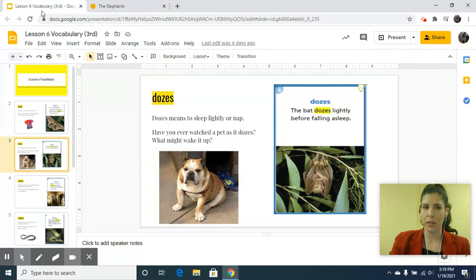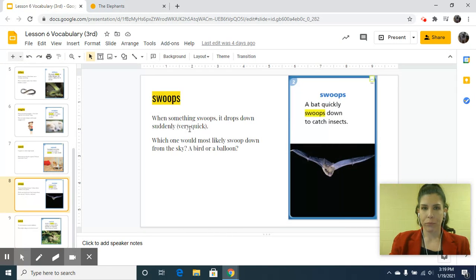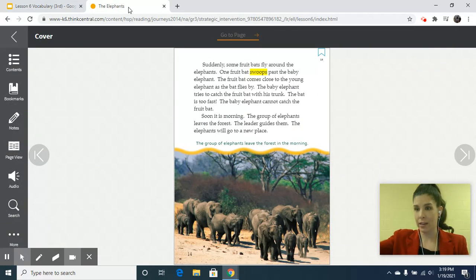Remember, swoops means when something swoops, it drops down suddenly. So remember that bat is swooping in. One fruit bat swoops past the baby elephant. The fruit bat comes close to the young elephant as the bat flies away. The baby elephant tries to catch the fruit bat with his trunk. The bat is too fast. The baby elephant cannot catch the fruit bat.